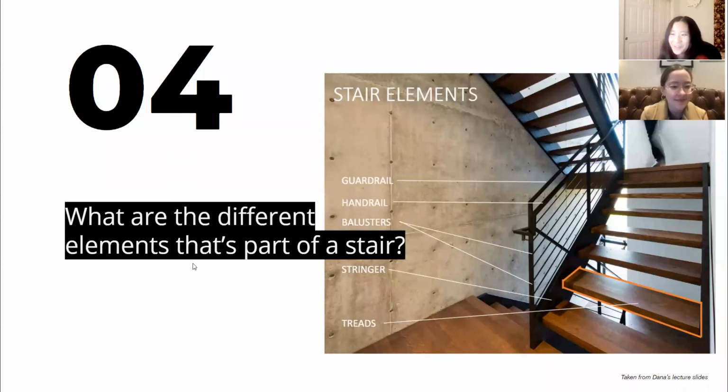Now, to talk about what are the different elements that are part of a stair. So first, there are treads. These are what you step on to walk on a stair. And then we have a stringer, which is the supporting element of all of these treads or stairs or steps. And then we have these things called a guardrail, which keeps us from falling over since it's a lot taller than the handrail. And as you can see, there's also balusters, which are like the infill in between the handrail and the stringer.